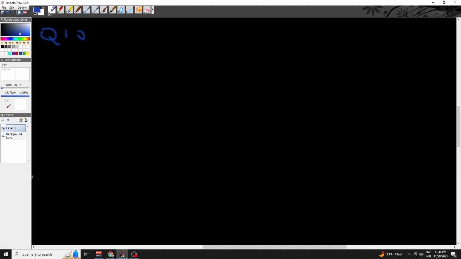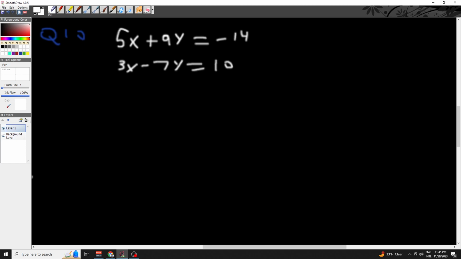So we're going to write out what he's given to us. 5x plus 9y is equal to negative 14. And then 3x minus 7y is equal to 10. And we have to use Cramer's rule. That sounds weird and scary. It's really not that hard though. There's just a lot of matrix writing involved.